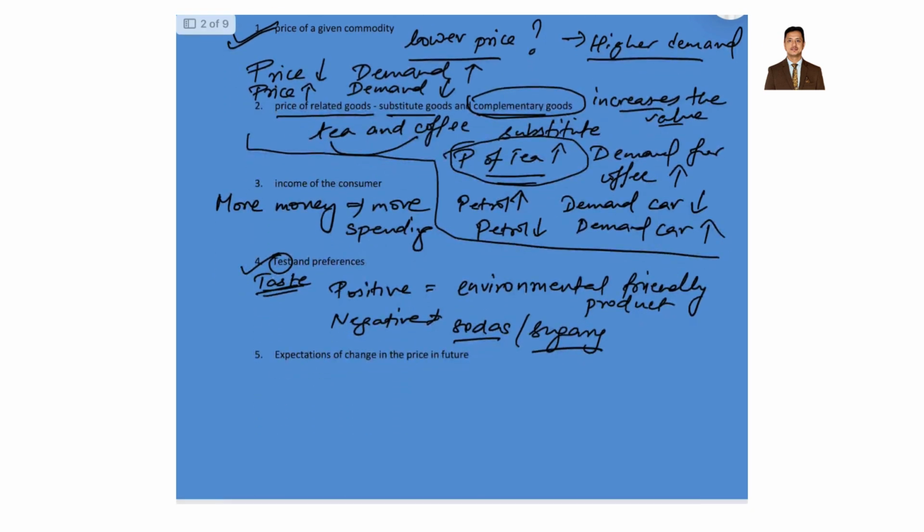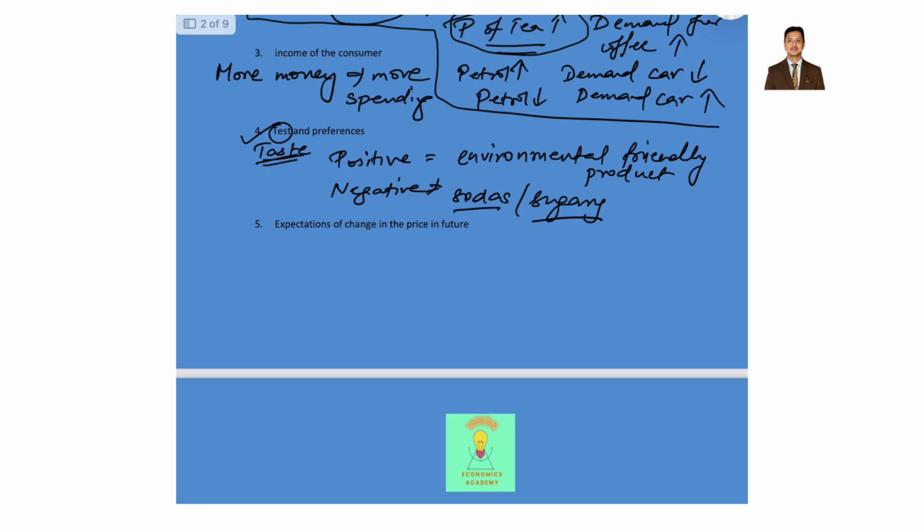Okay, now the final one is expectations of change in the price in future. So if you think the prices will rise, you might buy more now, and if you think the prices may fall in the future, you might postpone your demand, right?